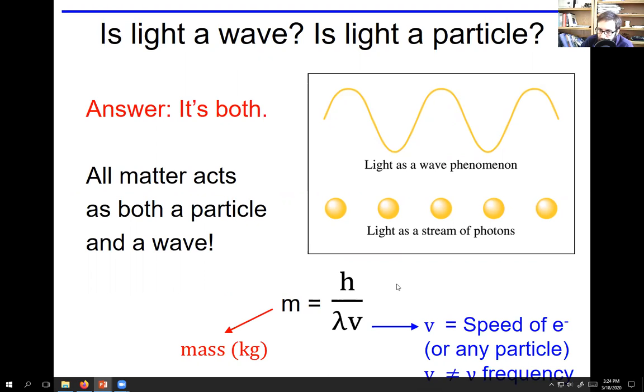Again, this is an equation on your formula sheets, where the momentum of your particle, mass times velocity, is equal to Planck's constant over its wavelength. It's always going to have a wavelength. And just a real note here, this is not frequency, this is speed, velocity. So don't get confused on that, and make sure that you get that right.